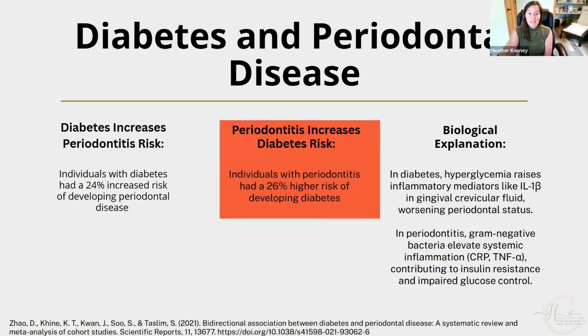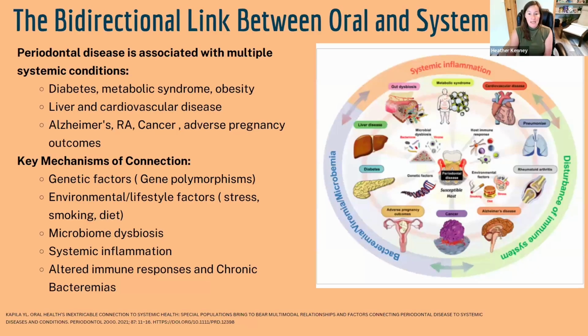So my point of bringing diabetes up, because we all pretty much know that there's a bi-directional nature when it comes to diabetes and periodontal disease, but a lot of diseases are bi-directional in nature. So periodontal disease is associated with multiple systemic conditions: diabetes, metabolic syndrome, obesity, fatty liver disease, cardiovascular disease, Alzheimer's, rheumatoid arthritis, cancer, and adverse pregnancy outcomes.